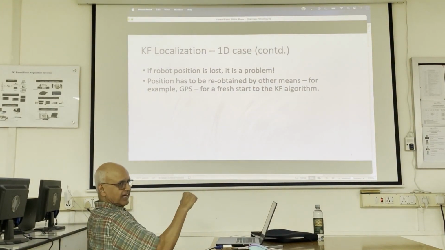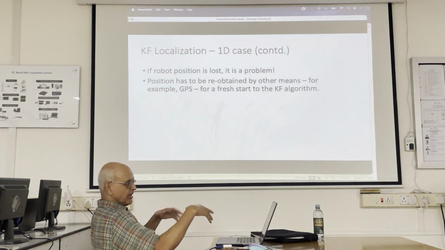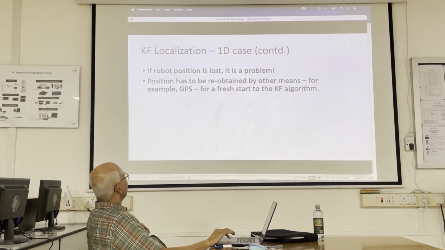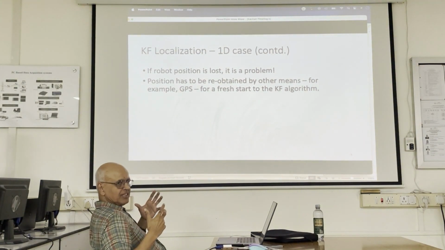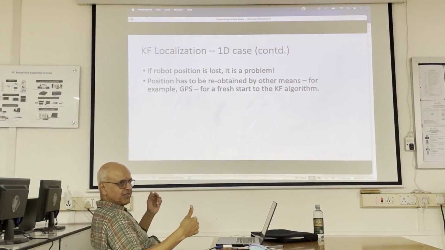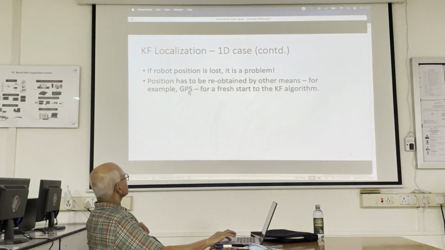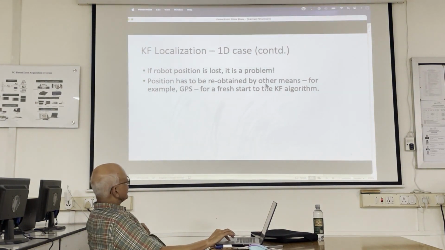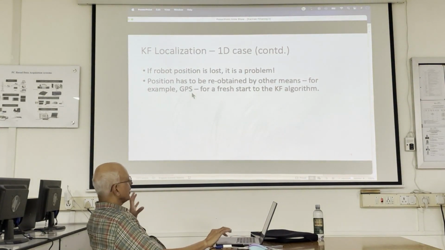Markov, as you'll see, is no problem, because you have so many hypotheses. Obviously you can't lose them all, so it gets picked up. That's the point. If temporarily I feel lost, keep going, and with measurements, the true position will again rise in terms of the probability value. So in Kalman, if you lose it, you have to get a GPS reading. Otherwise you're stuck. You have to have some way of finding out where you are.